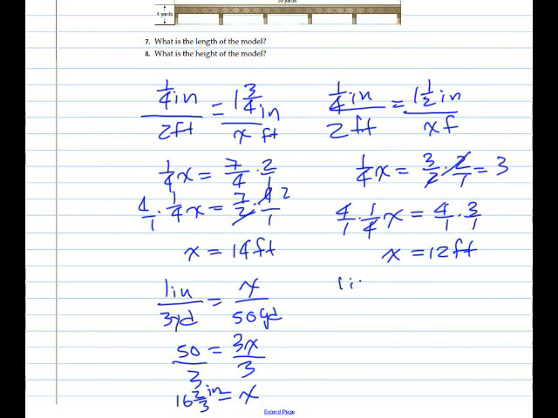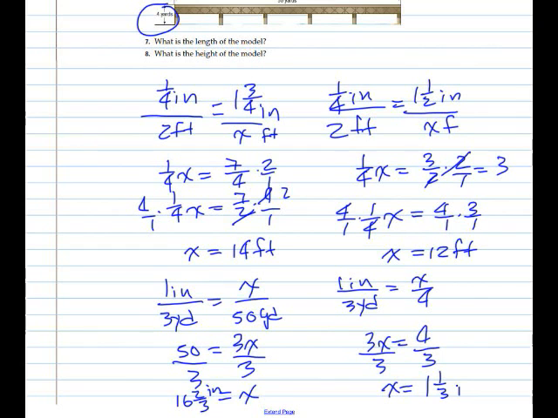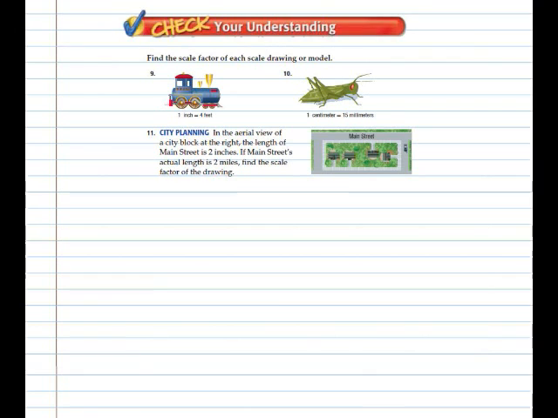Our other example, 1 inch to 3 yards. In this case, it's x over 4, because our width here is 4. So cross products is 3x equals 4. Divide both sides of the equation by 3. X equals 1 1/3 inches on our scale for the length, for the width, I should say.